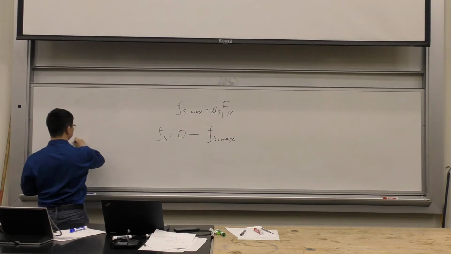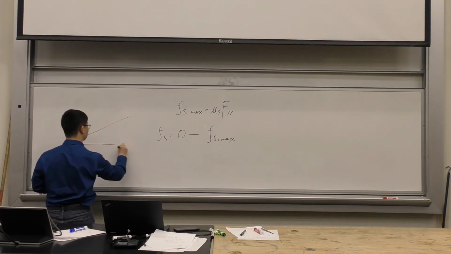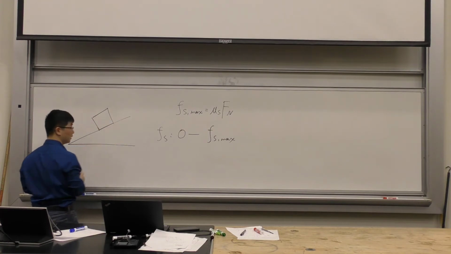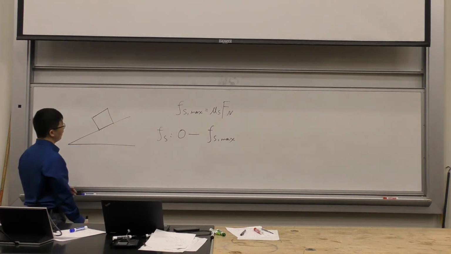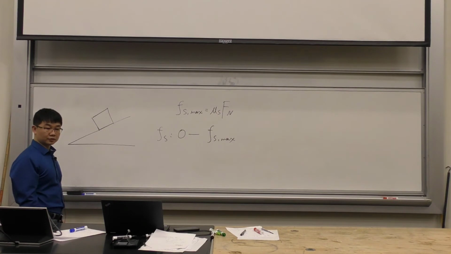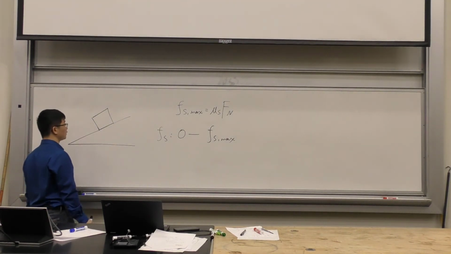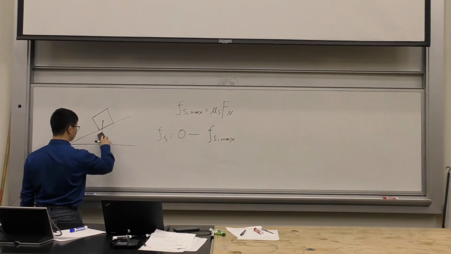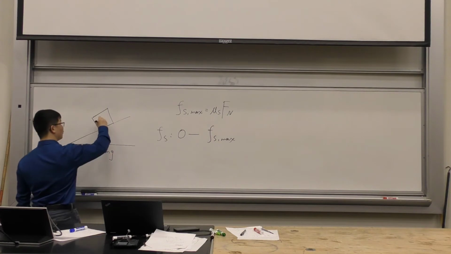So if I lift the surface at an angle, and the object still stays on this surface, let's draw a free-body diagram of this object. How many forces are on this object? Gravity is definitely on it. Normal force is on it, right?